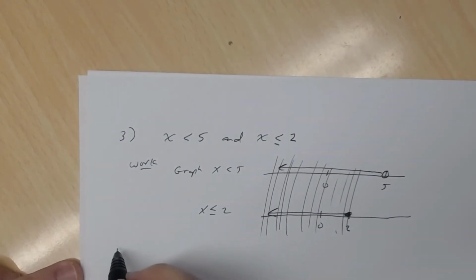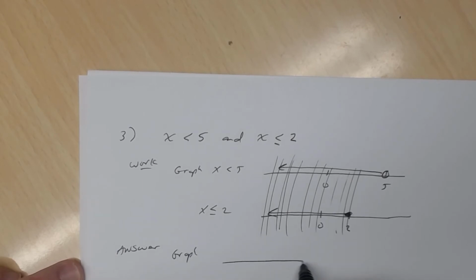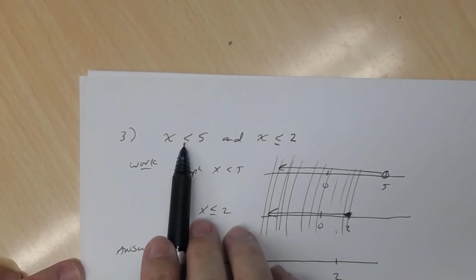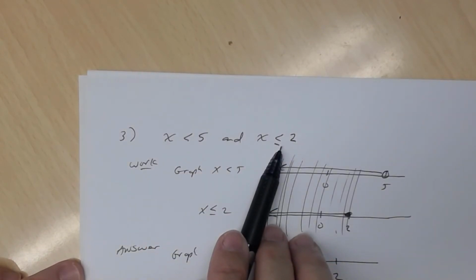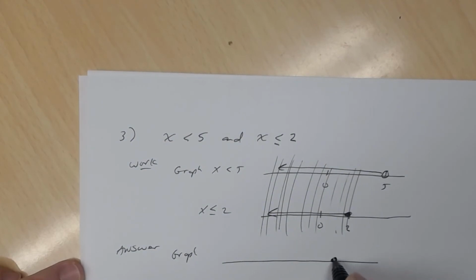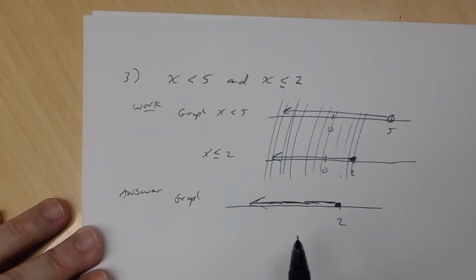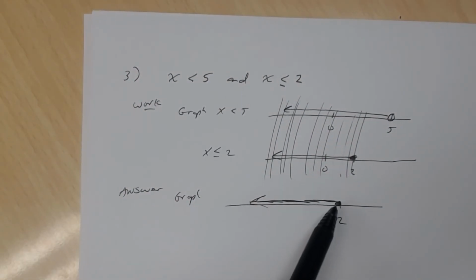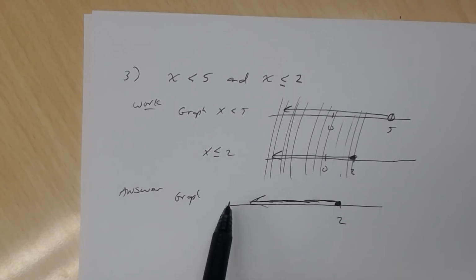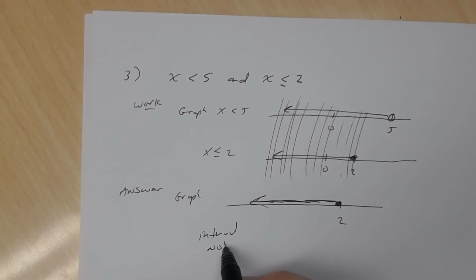So then your answer to the graph: here's 2, closed circle because 2 is less than or equal to 2, and then you're shading in everything to the left. There's your graph. That's your solution. The solution to this compound inequality would be any of these numbers, anything from negative infinity to 2. So your interval notation, I can say negative infinity, comma, 2 with a bracket.